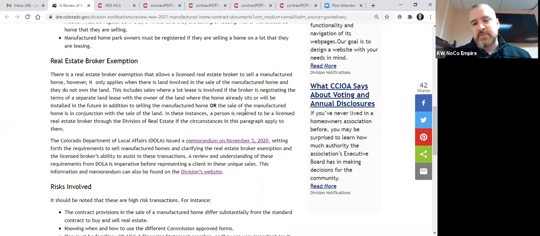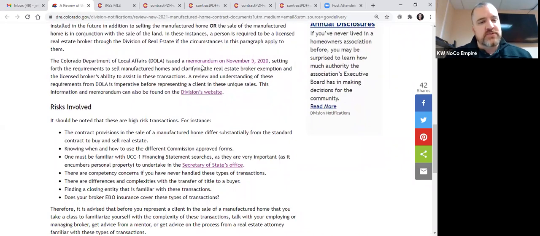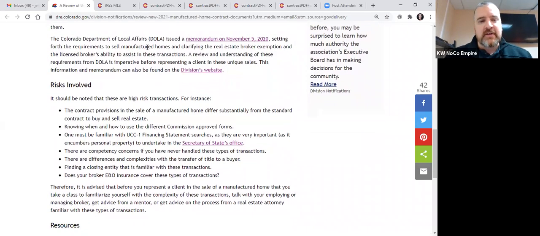So in those instances, the person is required to be a licensed real estate broker, which we are, and therefore we would fall under that real estate broker exemption. Okay. There's another memorandum, which we're not going to go back and look at. A lot of that stuff is covered here as well.